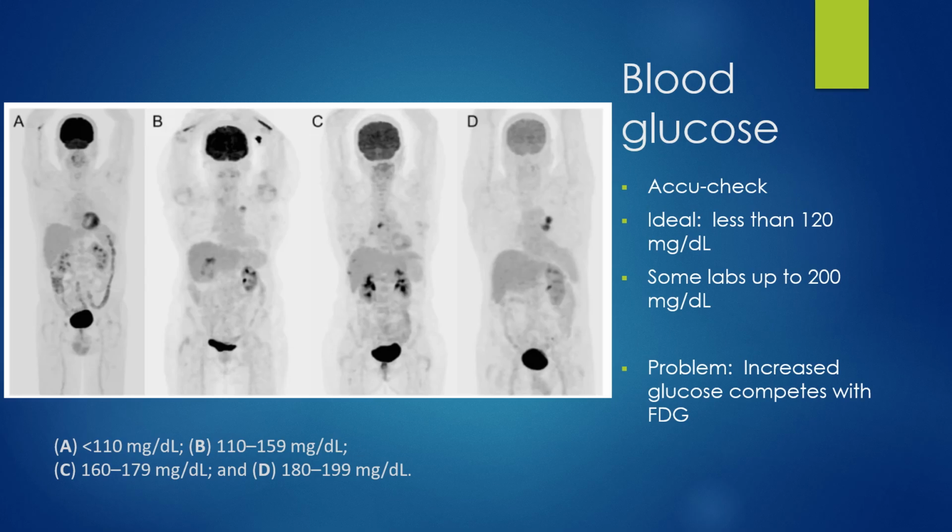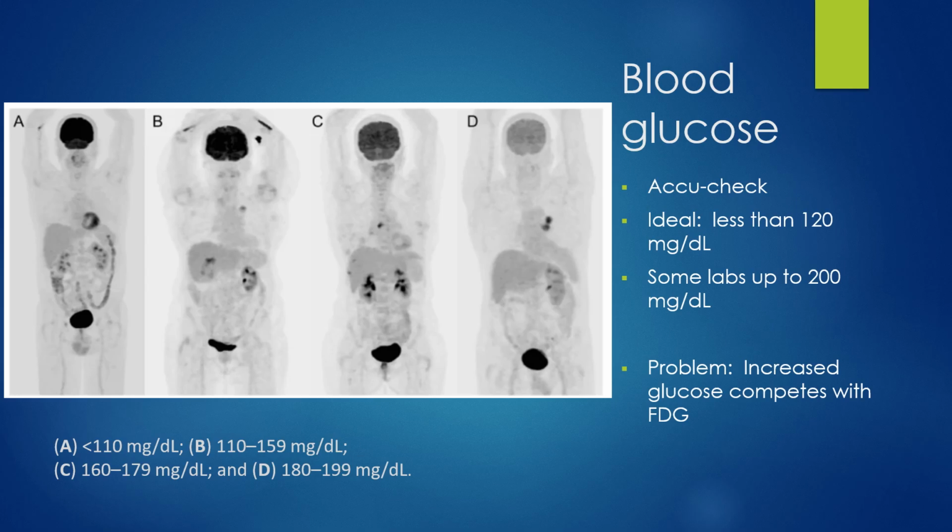So this is showing you the effects of glucose on FDG uptake. You will typically take an AccuCheck or just a finger prick test of the glucose. Ideally, it should be less than 120 for injection. So image A is less than 110. B is 110 to 159. C shows you what it looks like with 160 to 179 as the blood glucose, and then D is showing you about 180 to 200 for the blood glucose.